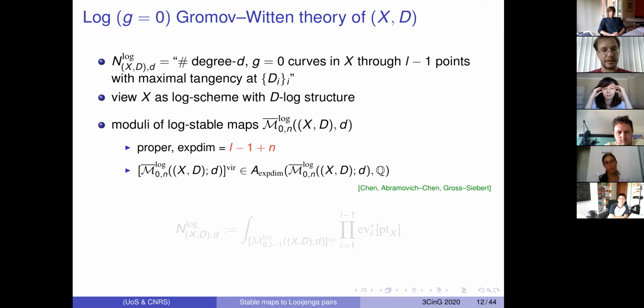And again, if X is log smooth, there's a virtual fundamental class in expected dimension, and log Gromov-Witten invariants of the pair (X, D), which should give enumerative meaning to the expression in quotation marks at the beginning of the slide, are again computed by capping point conditions with this virtual fundamental class.